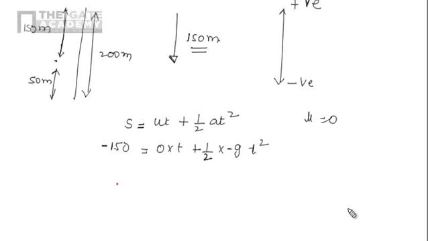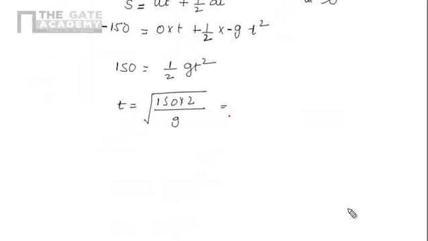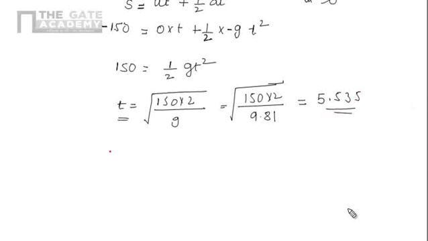So here we are having 150 equals 1 by 2 gt square. So t square will be 150 into 2 divided by g. We know the value of g, acceleration due to gravity, 9.81 meter per second square. So t will come 5.53 second. So the value of t is 5.53 second.